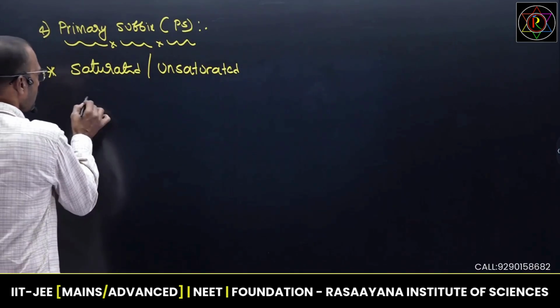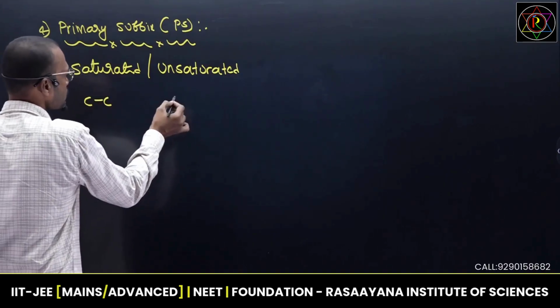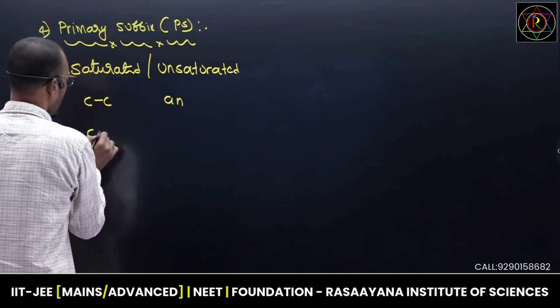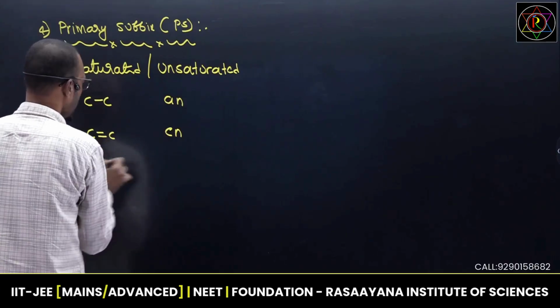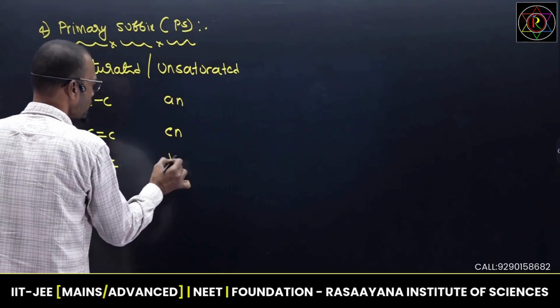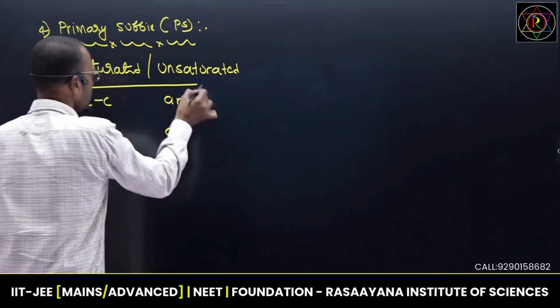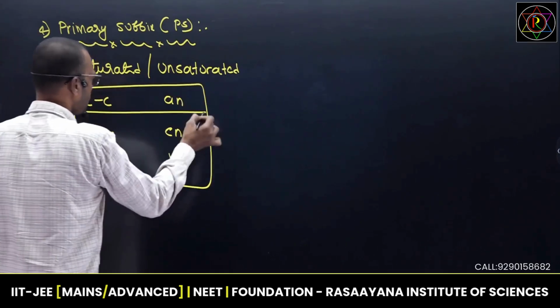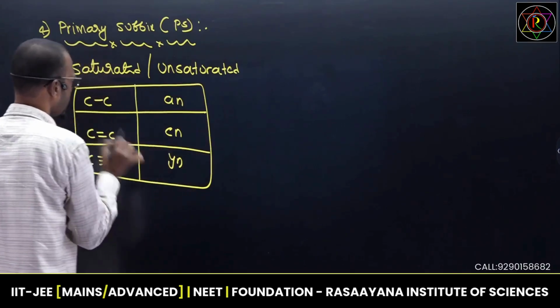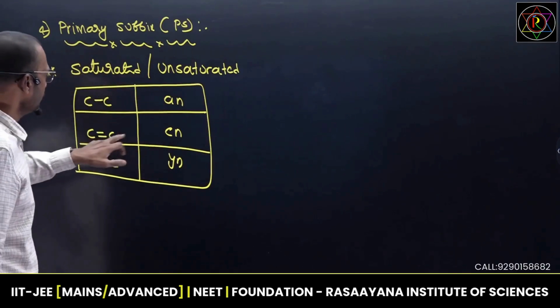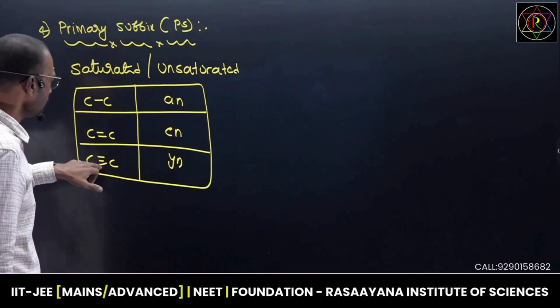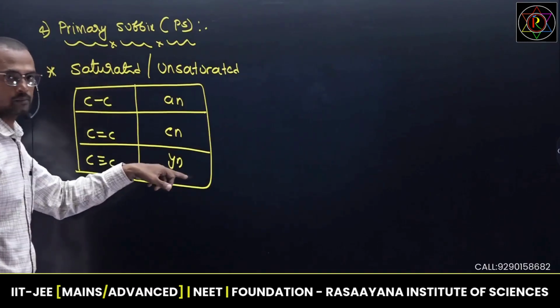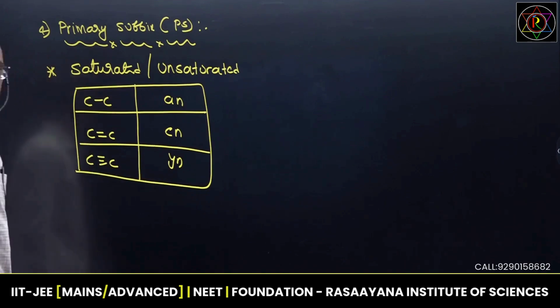Suppose it is saturated, carbon-carbon single bond, what is the primary suffix used here? AN. If a carbon-carbon double bond is present, use EN. If a carbon-carbon triple bond is present, use YN. So this is saturated, and these two are unsaturated. So that is about primary suffix.